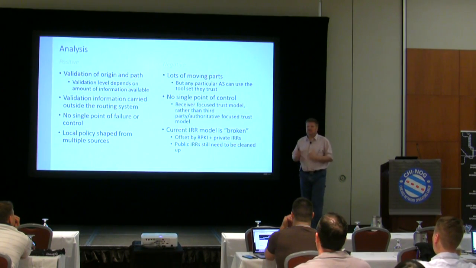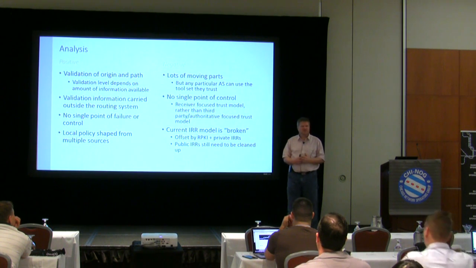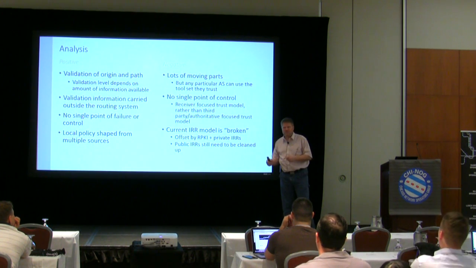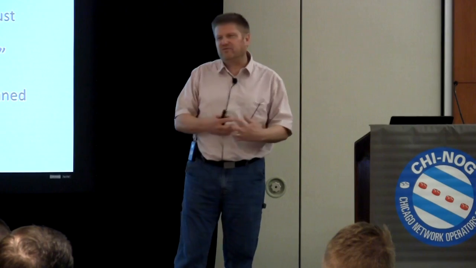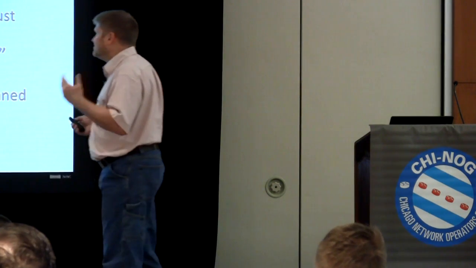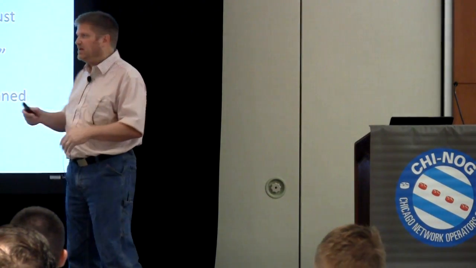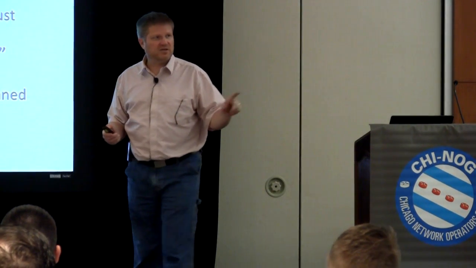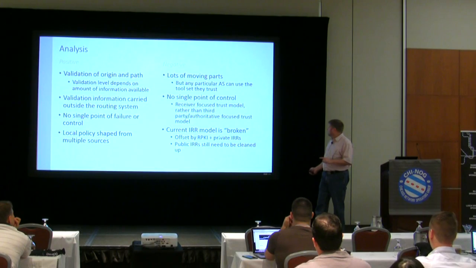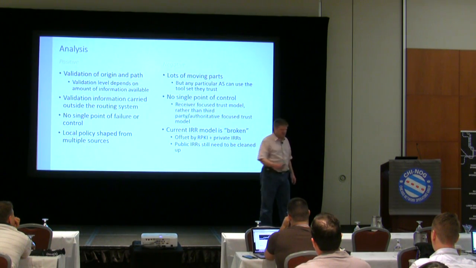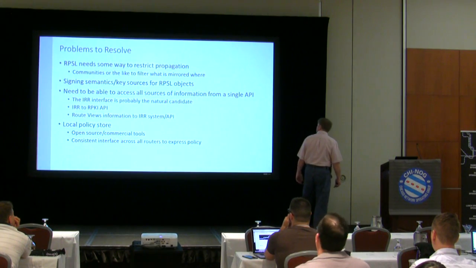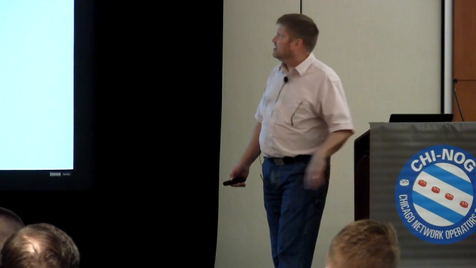Receiver-focused trust model, which means I have to be intelligent enough to know that IRR information received from NTT is probably more reliable than IRR information received from a public IRR. But it comes down to me running my network correctly, and not everyone runs their network correctly, right? We know that. And the current IRR model is broken. The public IRRs still need to be cleaned up and fixed. So there's a lot of problems to resolve here that need to be dealt with.